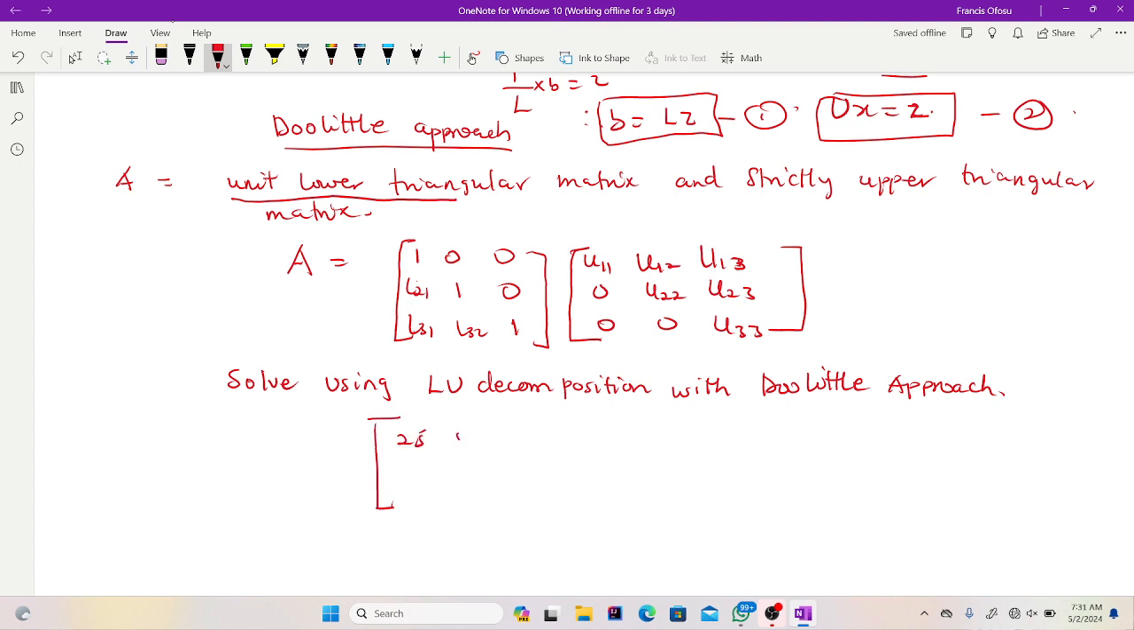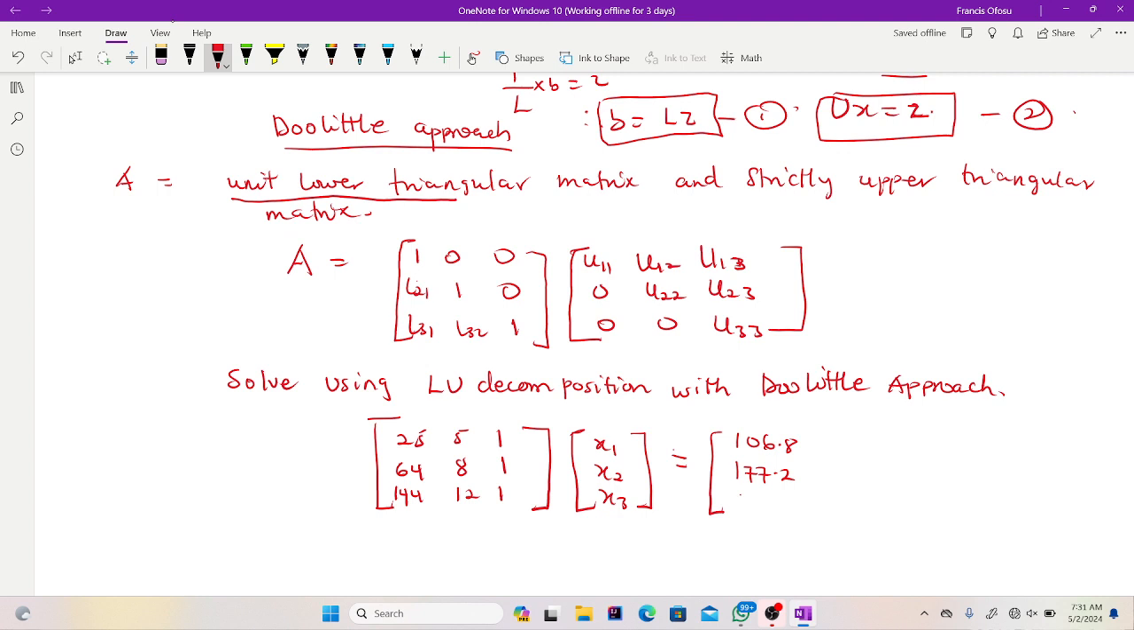So this is what I have here. 25, 5, then 1, 64, 8, and 1, 144, 12, then 1, like this. Multiplying x1, x2, x3 is equal to, on my right side, I have 106.8, 177.2, then I have 279.2.